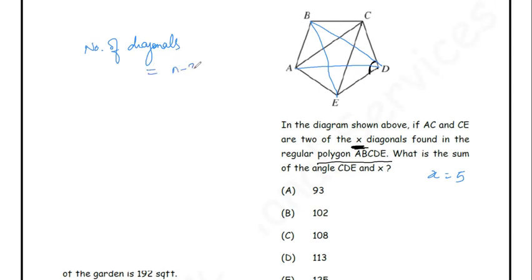Another way to get the number of diagonals is using the formula: number of diagonals is n minus 3 into n by 2, where n is the number of sides. So sides are 5, minus 3 into 5 by 2. So this 2 and 2 cancels. We got 5 as the number of diagonals.